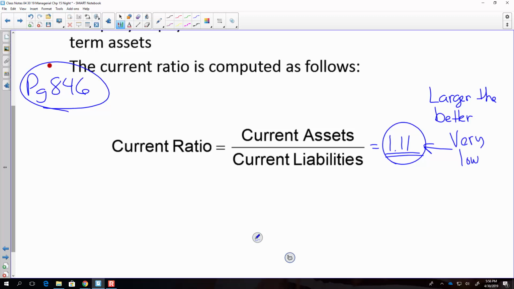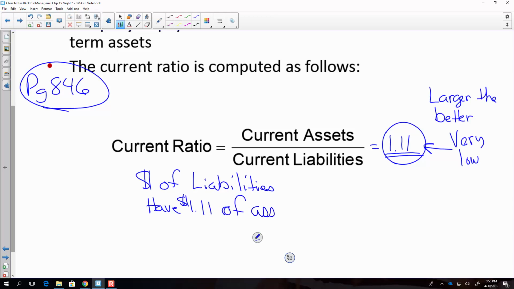So what does this tell us? For every dollar of liabilities, I have $1.11 of assets. Right? Current assets to current liabilities. If I was at 1.11, I'd be talking to my bank saying, I'm in trouble because I might not meet payroll. Because anything below 1, I'm short, right? Anything below 1, I'm short.